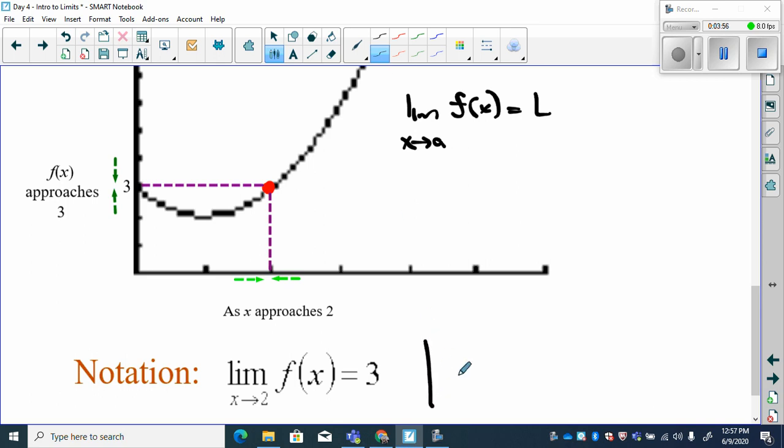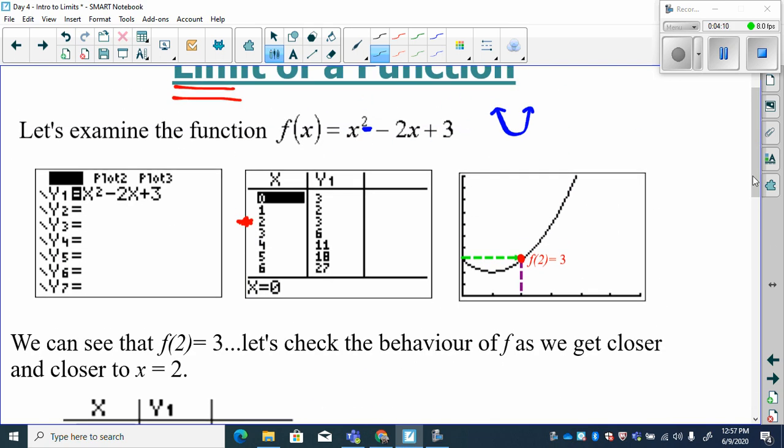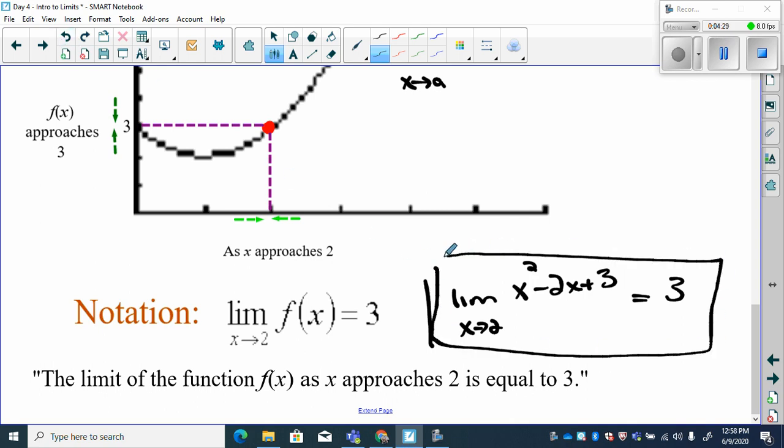You may also see this written as the limit as x approaches 2 of f of x, remember, was x squared minus 2x plus 3. Okay, that's coming from up here, x squared minus 2x plus 3. That is the equation of f of x. That is equal to 3. And that's how we read it. The limit of the function f of x as x approaches 2 is equal to 3. So this is what limit notation looks like.